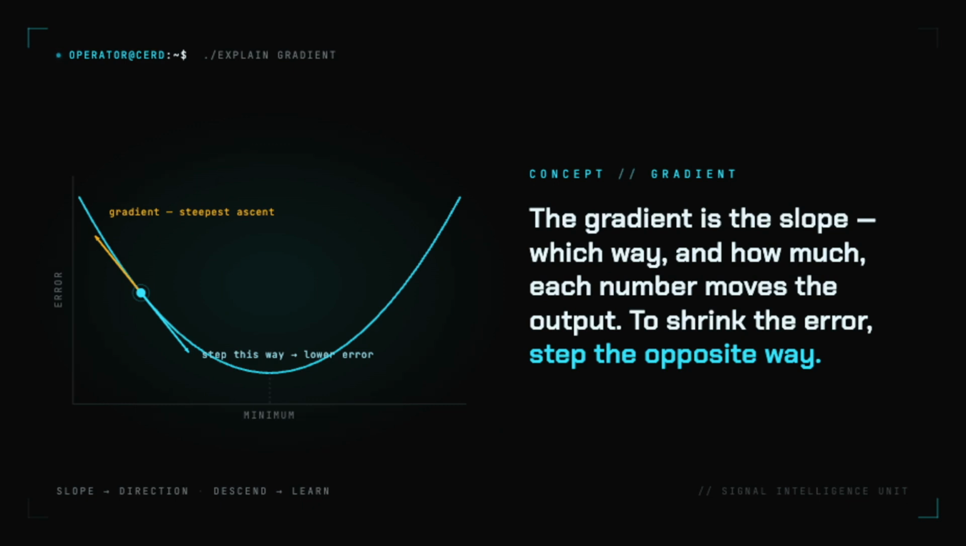So picture the error as a big valley, and the gradient points the steepest way up. But that's not the direction we want to go. We want to go down. So we just turn around and go the other way. So if we look at it from this perspective, we're going downhill a little bit at a time, over and over. The error shrinks, and that's it. That's what learning actually is.